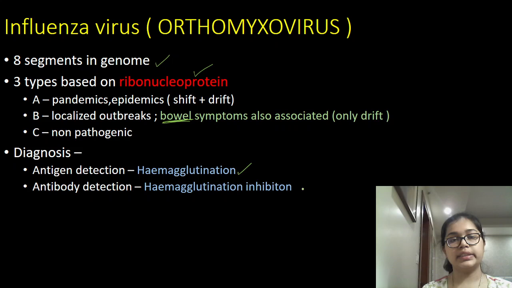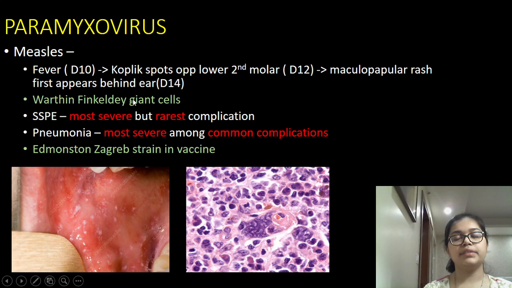It first appears behind the ear and then spreads to the rest of the body and then disappears in the exact same order. The characteristic cells are Warthin-Finkeldey giant cells in measles. The rarest complication that can occur, but also the most severe one, is subacute sclerosing panencephalitis, whereas the most severe among the common complications is pneumonia. The vaccine against measles uses the Edmonston-Zagreb strain.